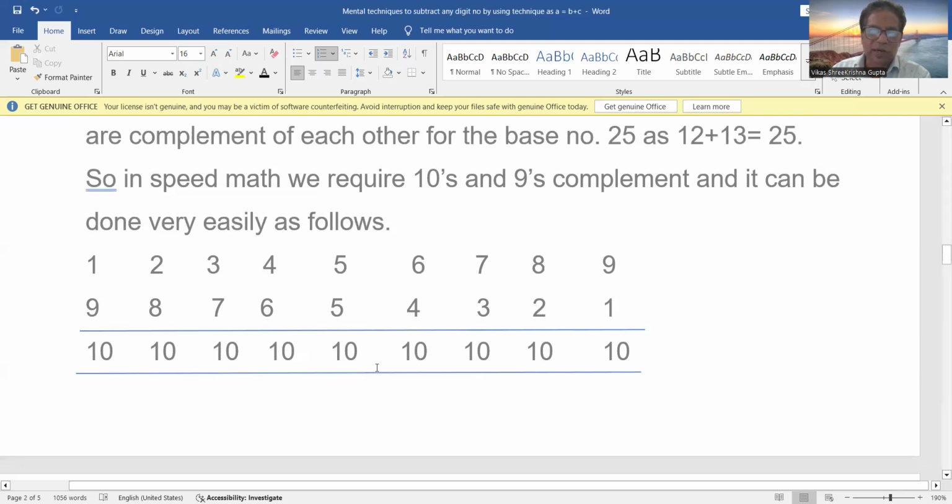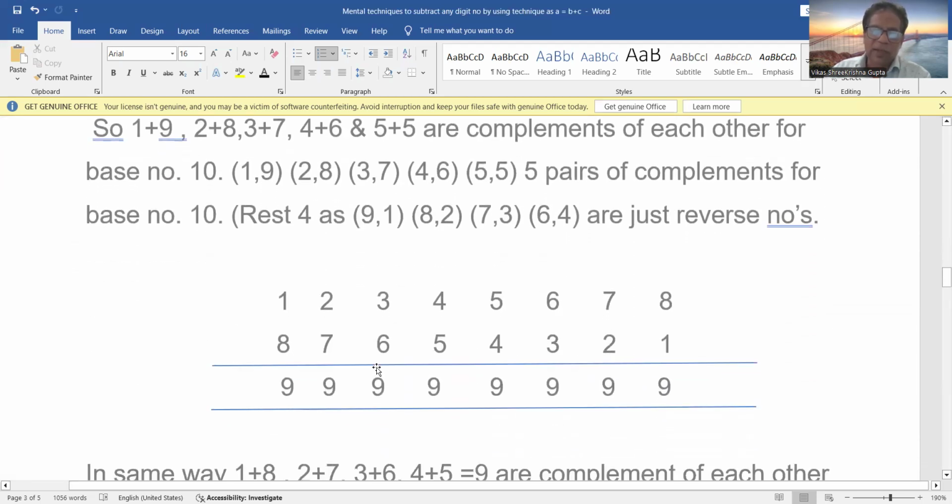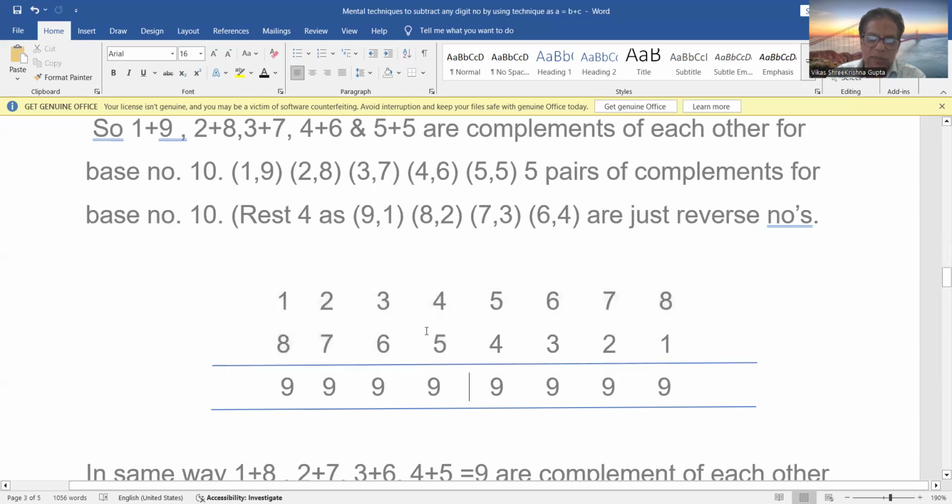Right? In the same way, if I ask you to find the complements of number 9, you write the counting up to 1, 2, 3, 4, 5, 6, 7, 8, and then reverse the counting 8, 7, 6, 5, 4, 3, 2, 1. When you add the lower and the upper number, the answer will always be 9. 1 plus 8, 9. 2 plus 7, 9. 3 plus 6, 9. 4 plus 5, 9. And again, these numbers 5, 4, 6, 3, 7, 2, 8, 1 are just the reverse of these 4 numbers. So basically, there are 4 combinations of complements of 9.